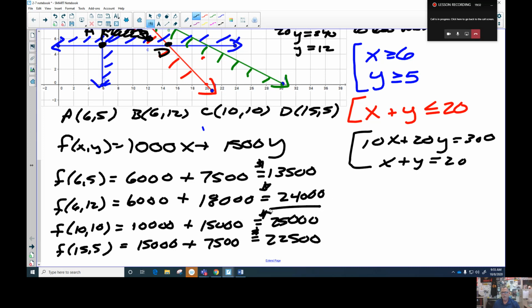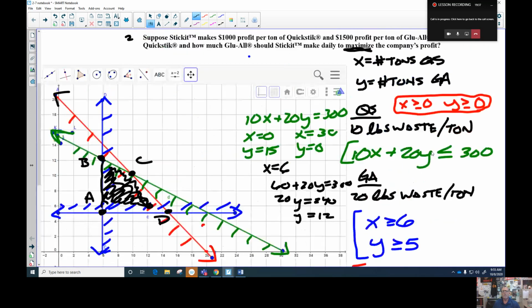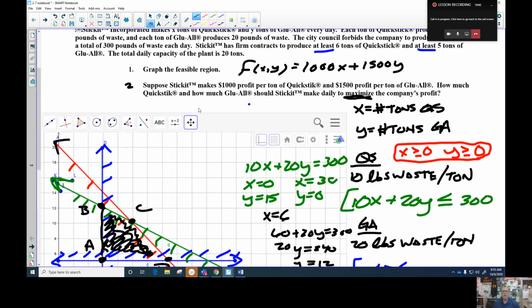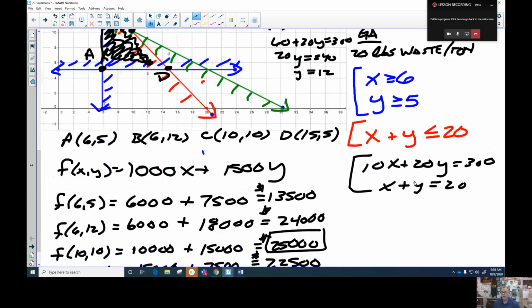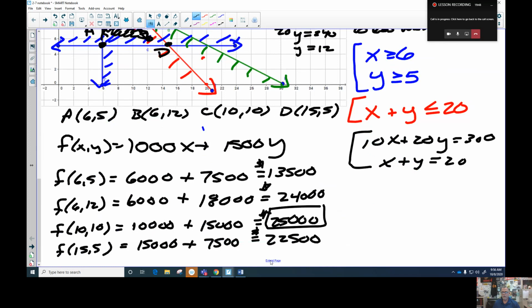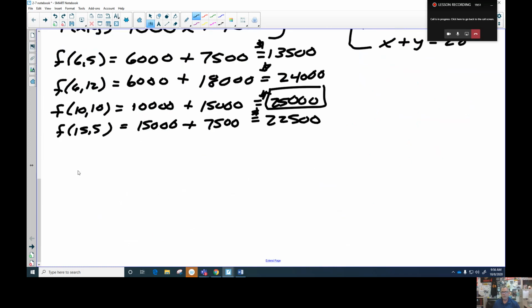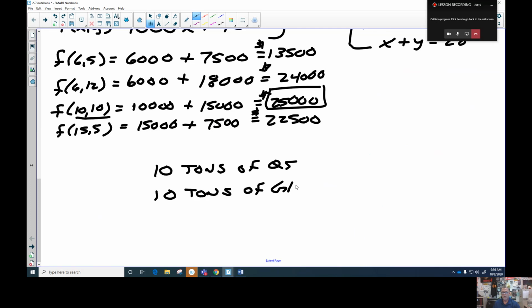So where does our max profit occur? It's 25,000 is our max profit, but look at the question they asked you up here. The question says, how much Quick Stick and how much glue-all should Stick-It make daily to maximize the company's profit? How much should they make? They should make 10 tons of each. So our answer would be, that's where we get the 10, 10 that gave us the 25,000. Remember, this was tons of Quick Stick. This was tons of glue-all. So we'd say 10 tons of Quick Stick and 10 tons of glue-all. And you have to be careful to do these things.